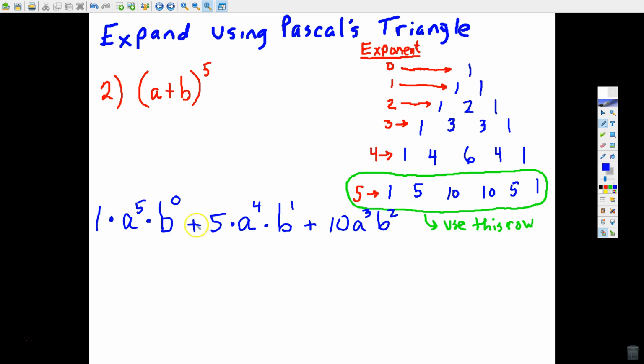Heather, the next number from the triangle, 10. Heather, A would be to the what power? And B would be to the, very good. Whitney, next number from the triangle. A would be to the, B would be, good.